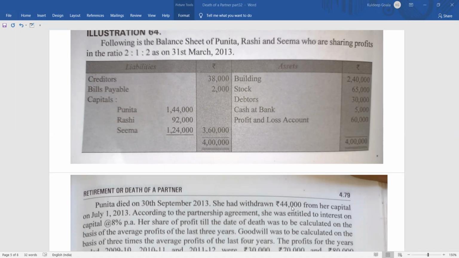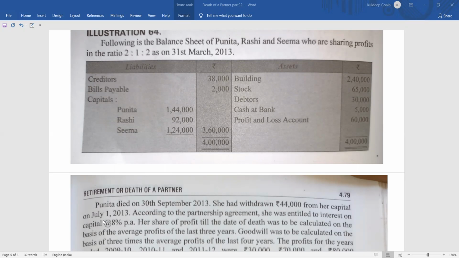But at the same time, while you calculate interest on capital, you have to take this 44,000 into account. Like any drawing, it is also a drawing, but not exactly that type because it has been withdrawn directly from the capital. So the capital is reducing by 44,000. Punita will get interest on her capital, first on 1,44,000.